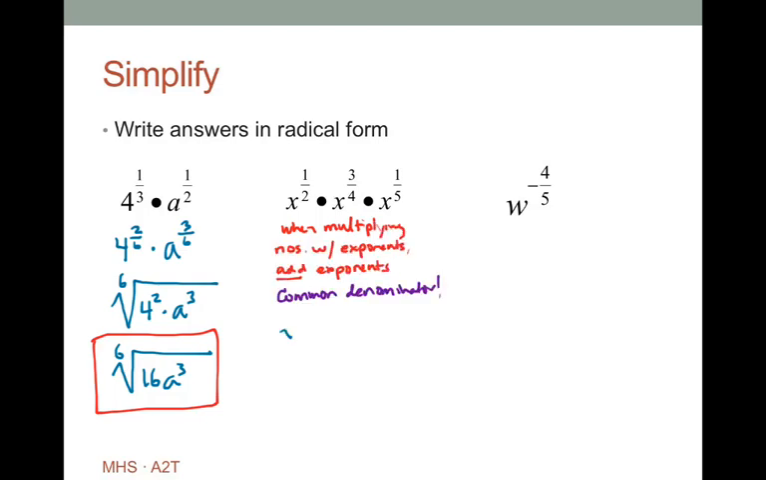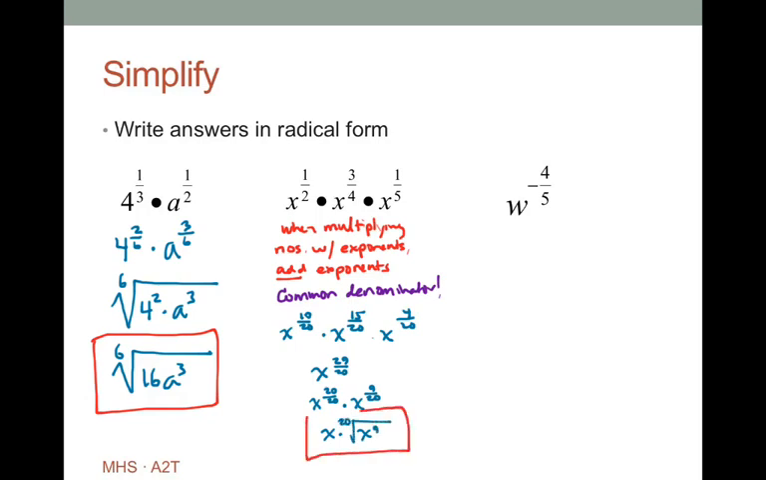So let's find common denominators. We want the common denominator for 2, 4, and 5. That sounds like it's probably going to be 20. So the first term is x to the 10/20 times x to the 15/20 times x to the 4/20. Now again, we have the same base, and we have like fractions, so we can add the exponents together. 10 plus 15 plus 4 is 29/20. That's an improper fraction. That's the same as x to the 20/20 times x to the 9/20, but that's x to the 1 times x to the 9/20. And that would be our final form there, x times the 20th root of x to the 9th.